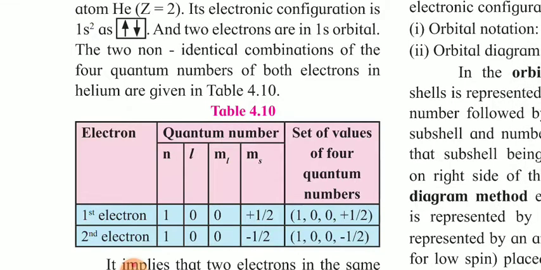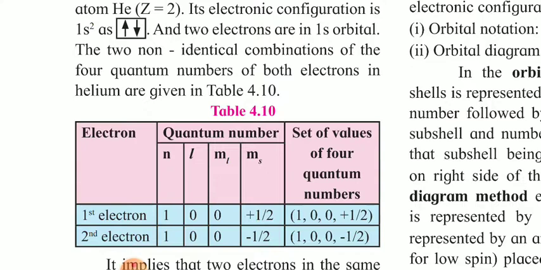If you look at the set of 4 quantum numbers, that is the principal quantum number, azimuthal quantum number, magnetic quantum number and spin quantum number, their corresponding values we have taken in this table for the first electron and second electron. You will notice here the n value will be 1 for the first and second electron, the l values will be the same, 0 0, and the magnetic quantum number also will be 0 0.